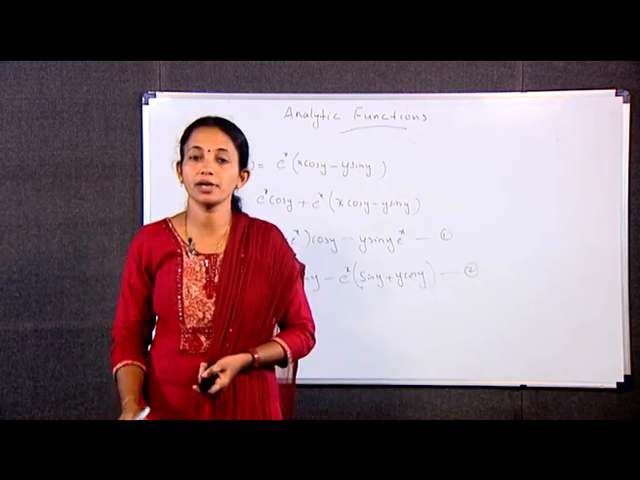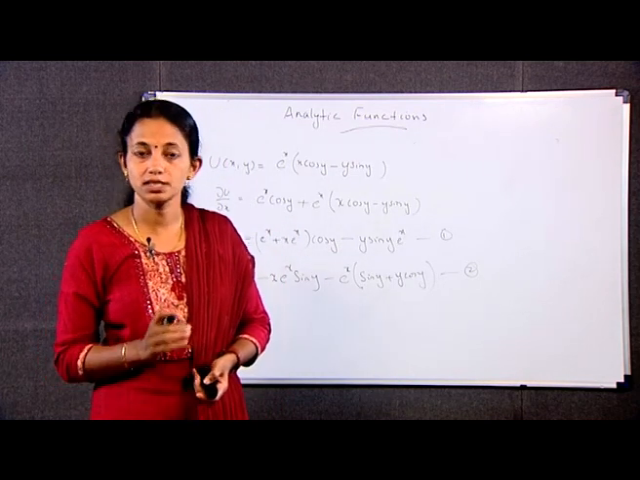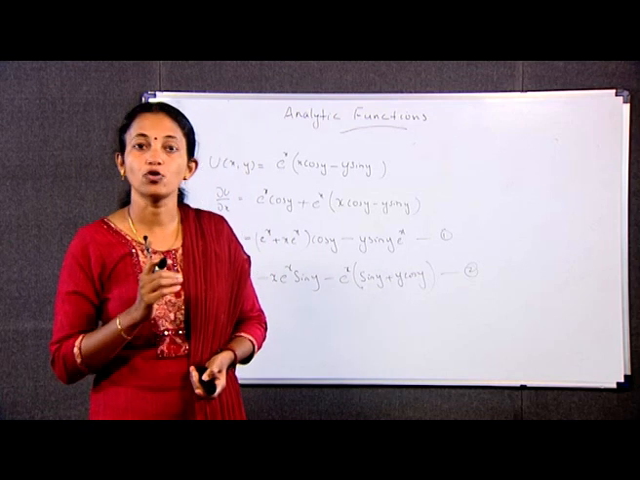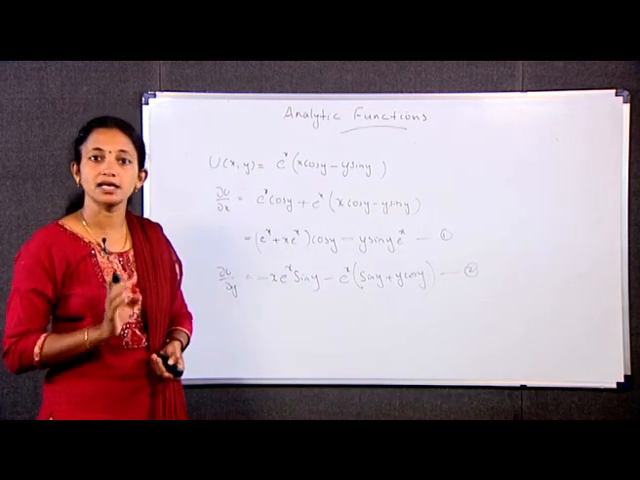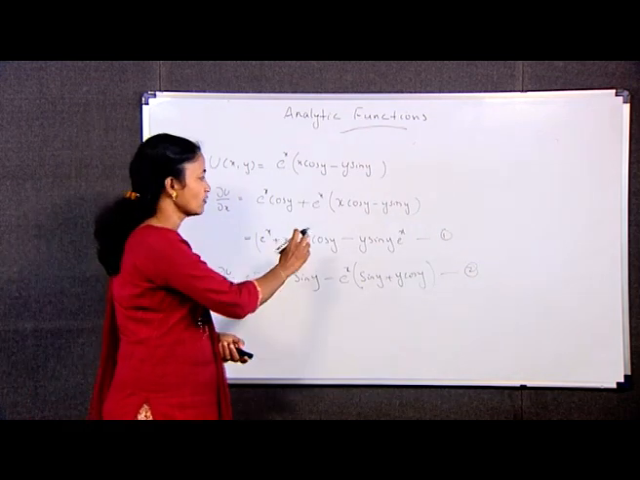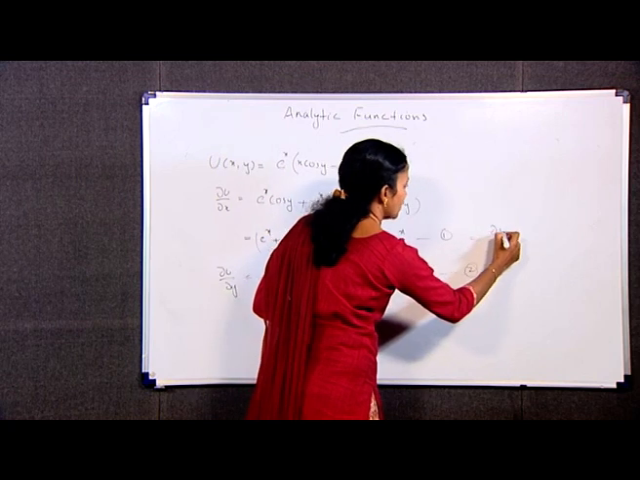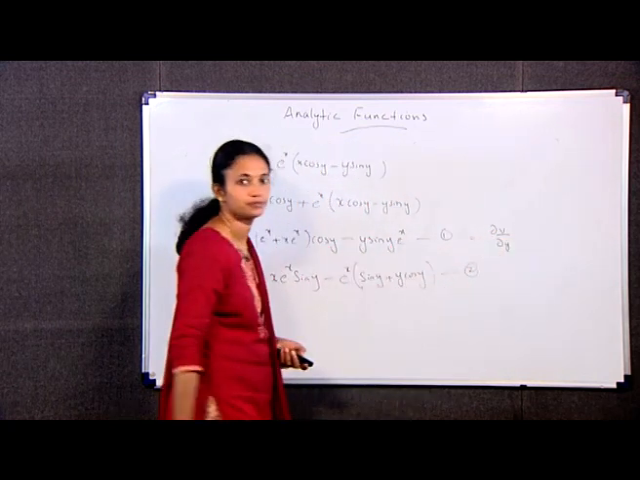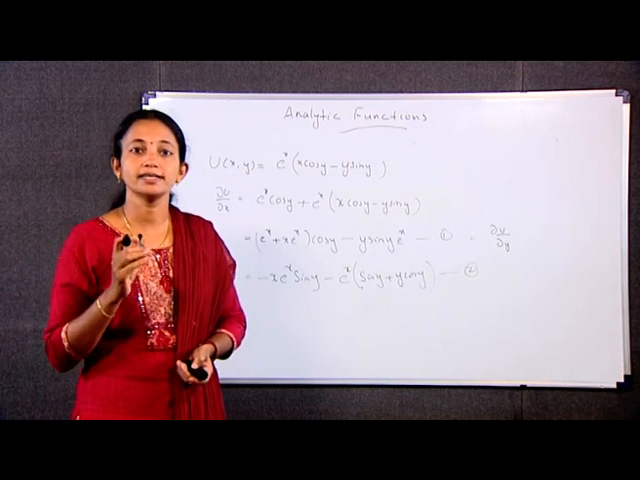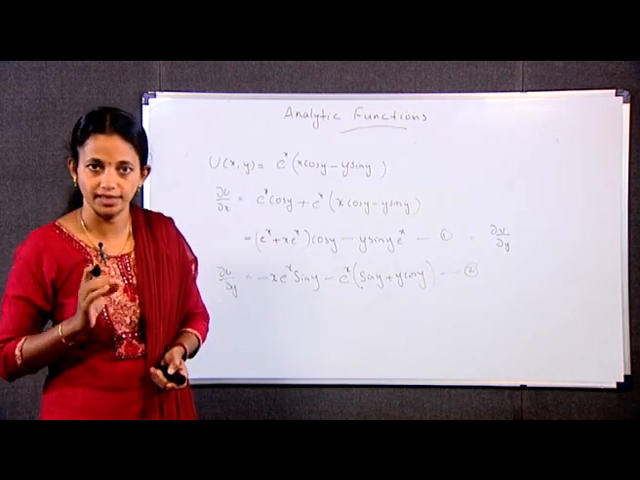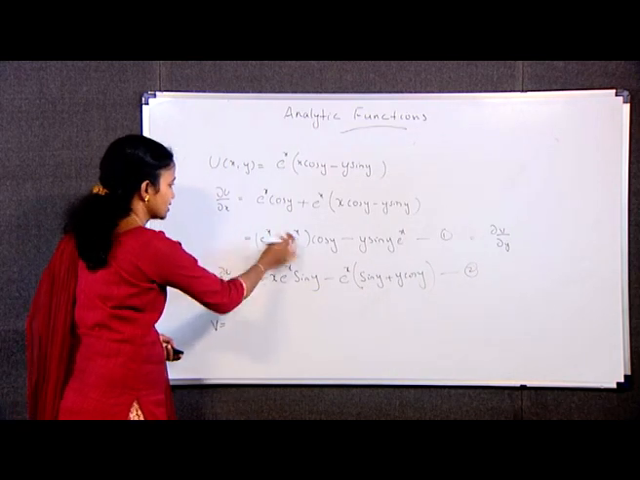Using the Cauchy-Riemann equations, dou u by dou x is equal to dou v by dou y. This equation 1 implies that dou v by dou y is equal to (e raised to x plus x e raised to x) cos y minus y sin y e raised to x. This is dou v by dou y, this is equation number 3. Then integrating 3 with respect to y, we have v.